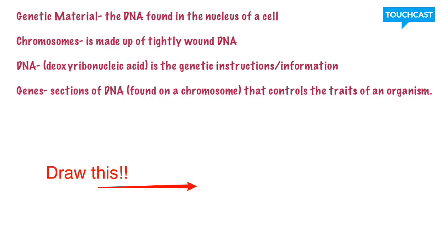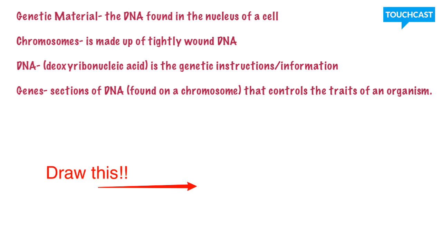Deoxyribonucleic acid is the genetic instructions or information. And sections of that DNA that's found in the chromosomes is what we call genes that actually controls the traits we see of an organism. It sounds very confusing, but don't worry, it's not.